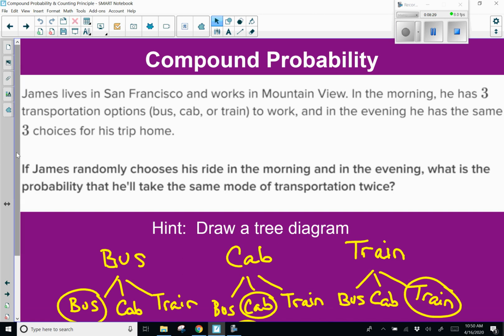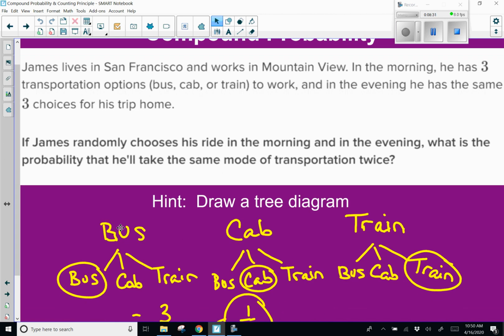Again, I drew a tree diagram. So his options in the morning are bus, cab, or train. And then from each of those, there should be 3 branches for bus, cab, or train. So the question's asking, what is the probability that he'll take the same mode of transportation twice?